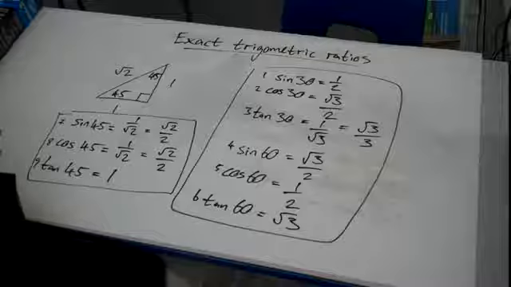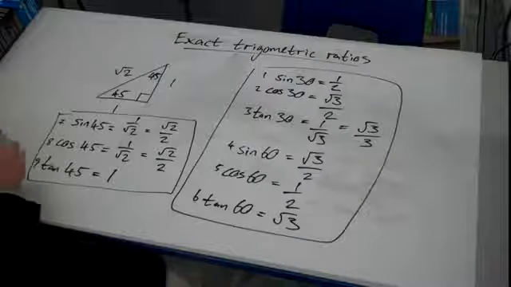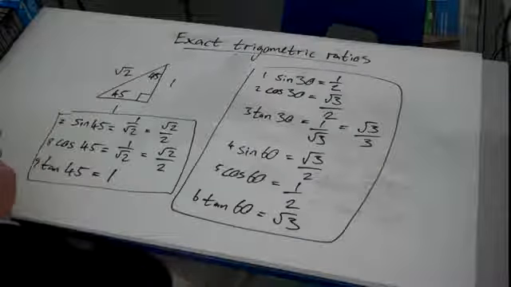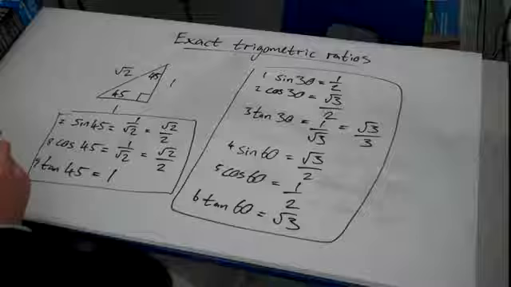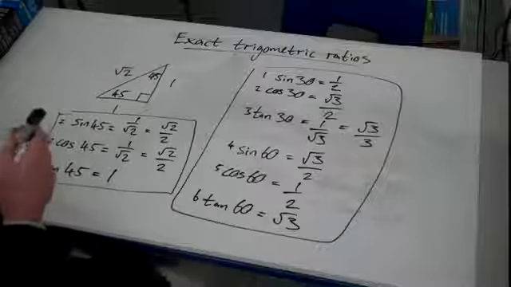Or at the very least, remember that some of them come from that triangle and some of them come from an equilateral triangle. Okay, I think that's about all there is to say about that.